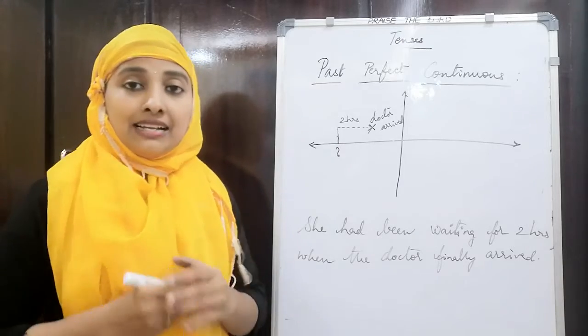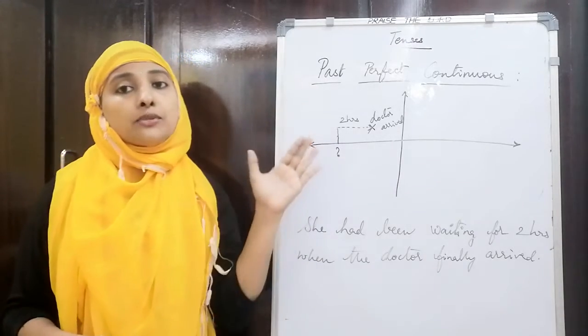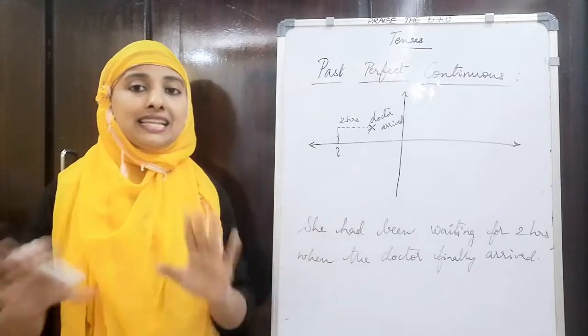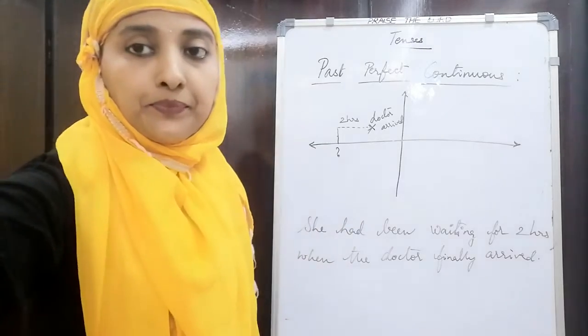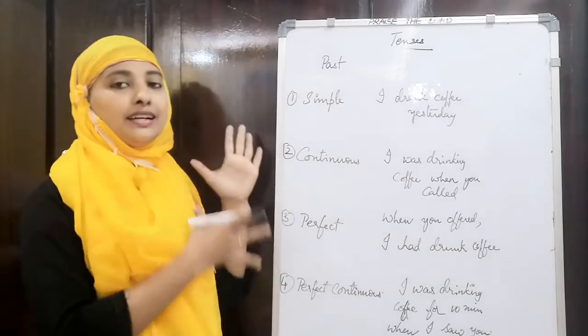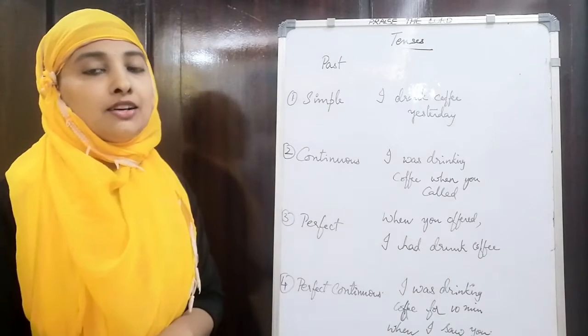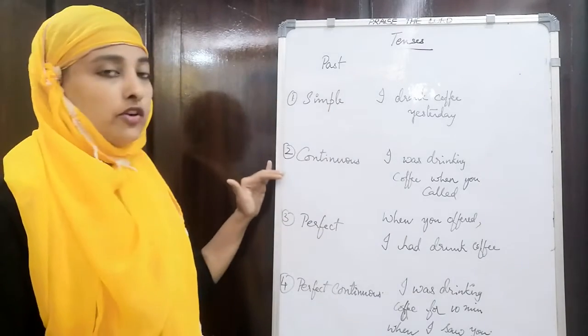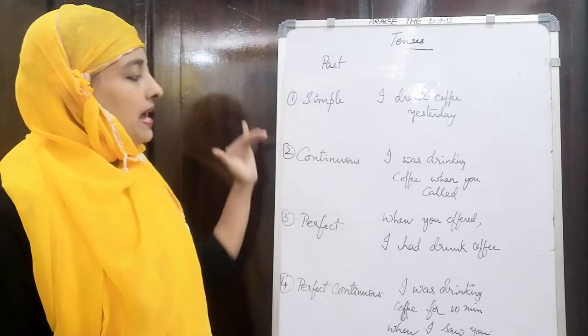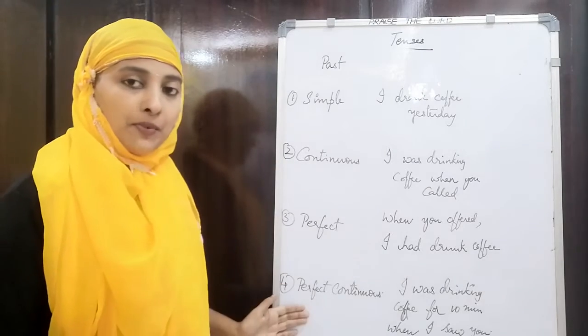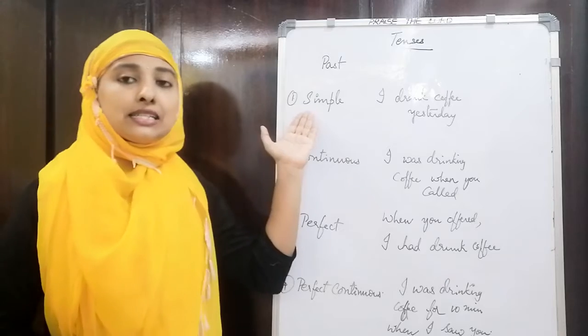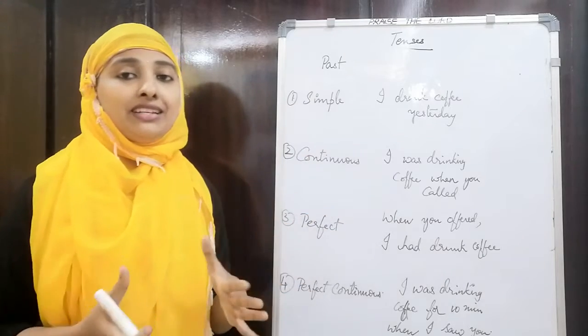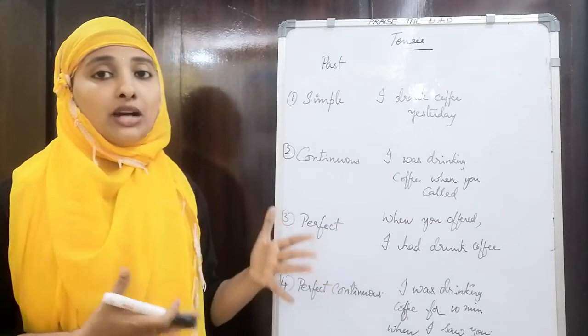So now we will check out all the 4 types of past tenses at one place, and we'll try to tabulate them. Okay, so here I had tabulated all the 4 past forms, that is the aspects of past tense: simple past, past continuous, past perfect, and past perfect continuous. So simple past is used to convey events which had already got over, completed actions.